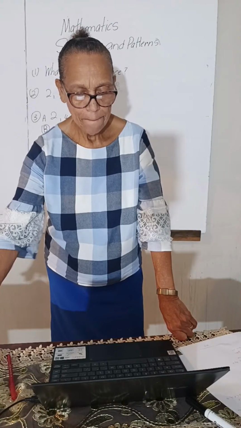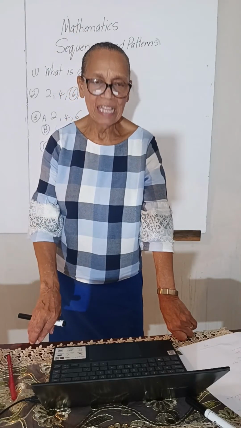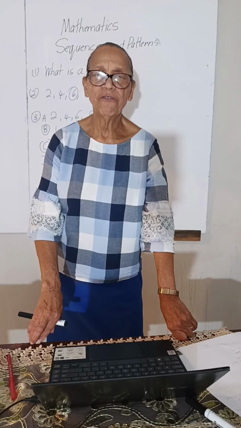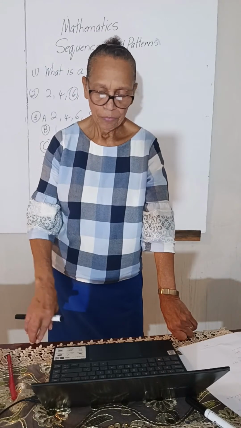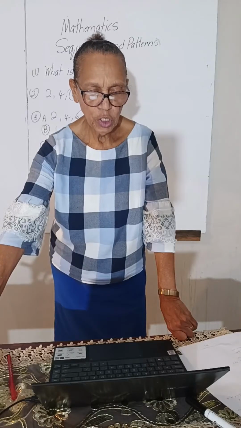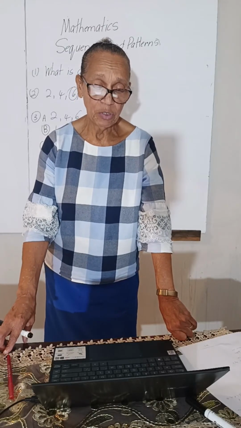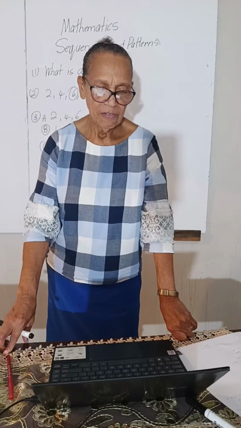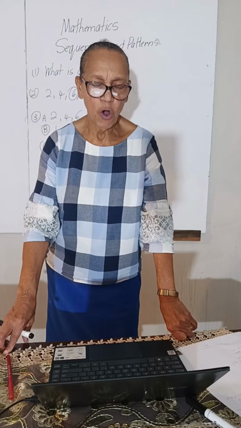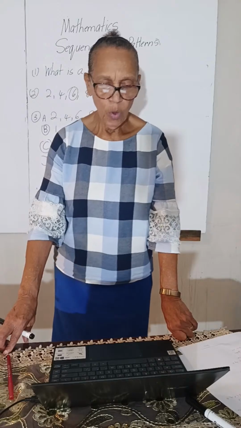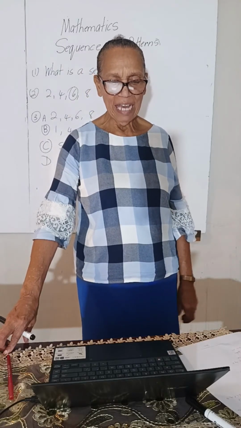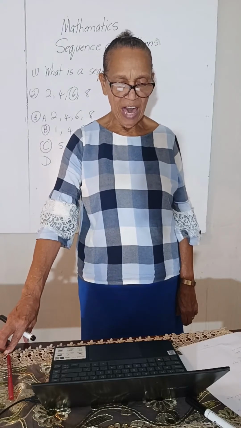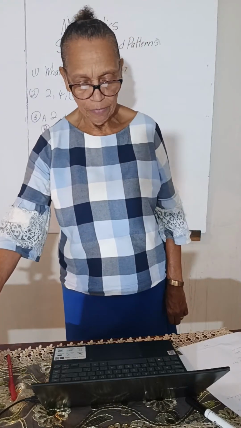Number 4. Which comes next in the sequence? You have 5, 10, 15, 20. Which number will come in the sequence next? You have options: A, 22, B, 25, C, 30, and D, 40. Which comes next in the sequence? 5, 10, 15, 20. You have A, 22, B, 25, C, 30, and D, 40.